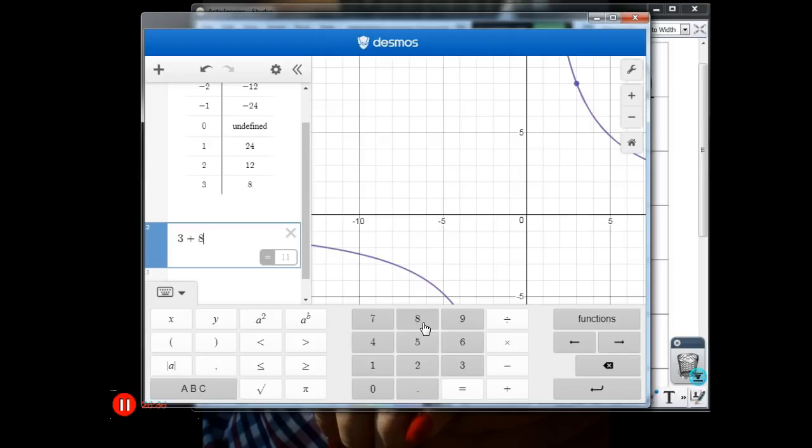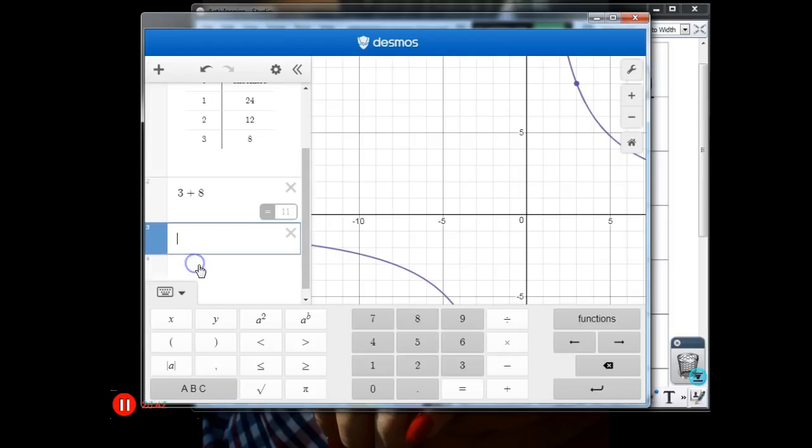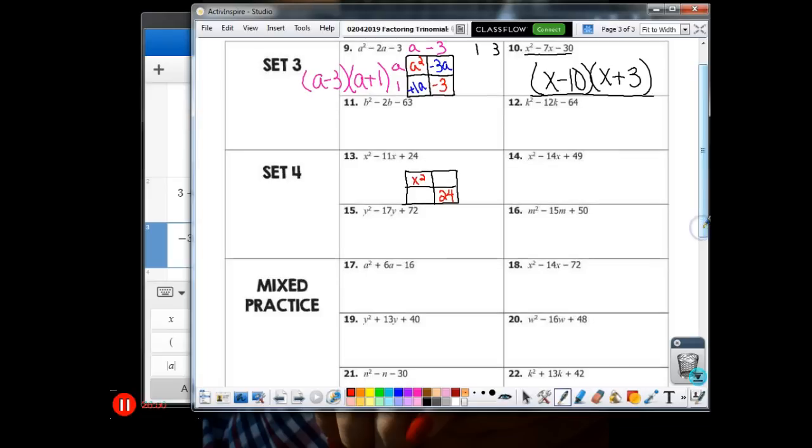But we want what? We want negative 11, right? So remember we talked about switching the signs, right? Well, if I switch the signs of both of these numbers, I'm going to make them both what? They're both going to be negative, right? So negative 3 plus negative 8 gives me negative 11. Okay? So this is negative 3x and negative 8x.